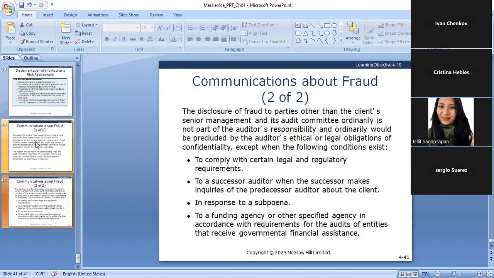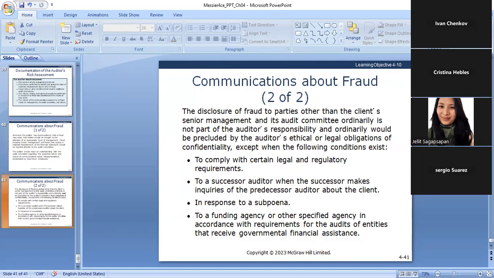In response to a subpoena, and to a funding agency or other specific agency in accordance with the requirements for audits of entities that receive government financial assistance. Those are the places where we may have to disclose the fraud. Otherwise, everything is confidential. We have this obligation to keep everything confidential.